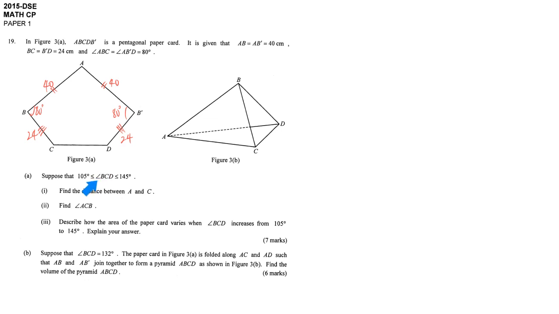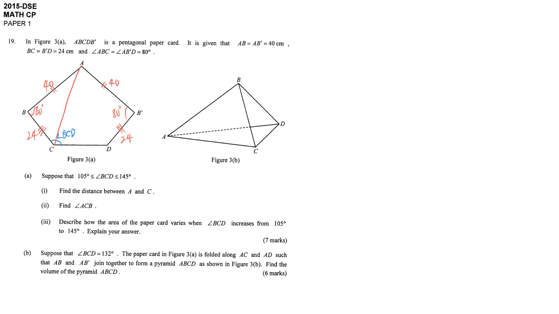And then the question restricts the range of angle BCD. We are talking about angle BCD here. It's between 105 degrees to 145 degrees. We have defined the distance between AC. So they ask us to find the distance between AC but not in terms of something, which implies that it should be an exact value, a fixed value. So we just connect AC.